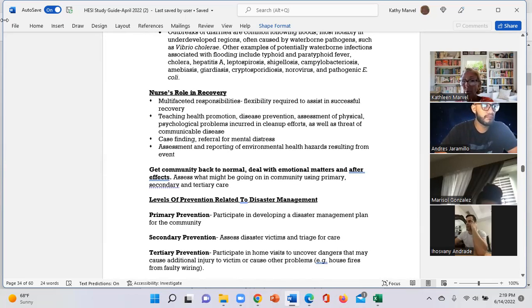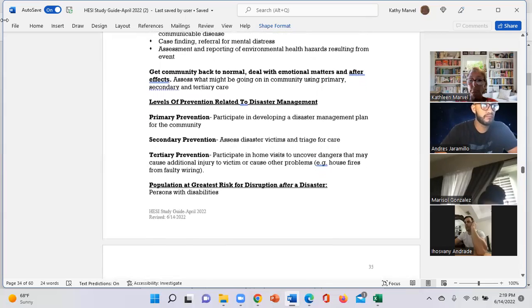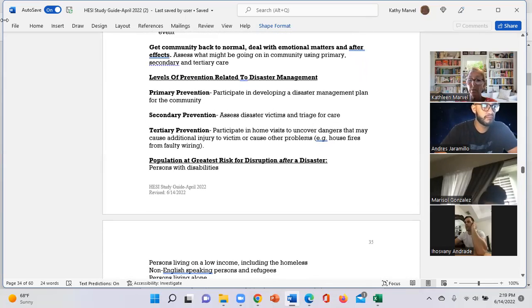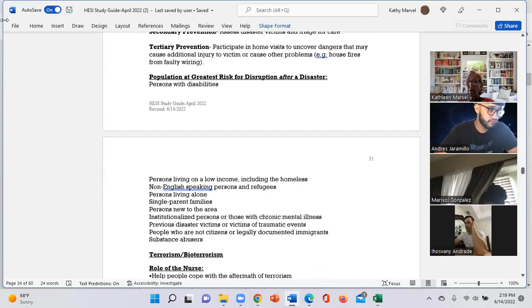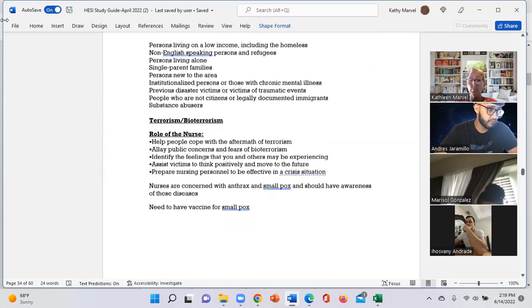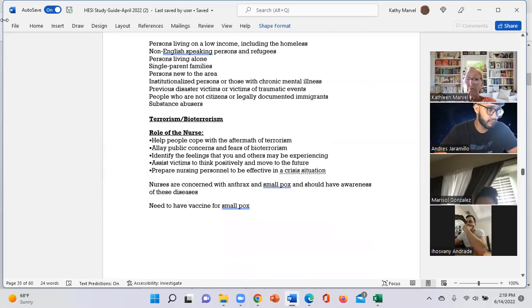What are some levels of prevention examples related to disaster management? There's your primary, secondary, and tertiary. What populations are at greatest risk for disruption after a disaster? What if it's a terrorism or bioterrorism disaster? What's the role of the nurse?